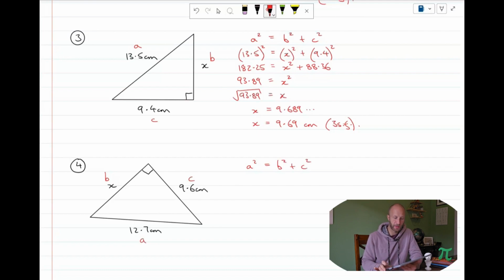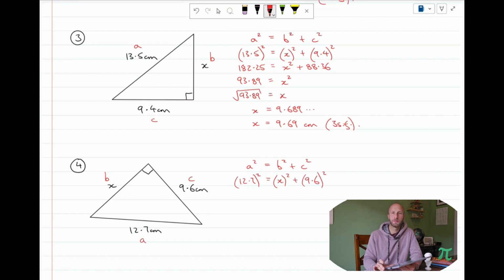And then we can substitute in. Notice how it's always the same start, always the same method for substituting. It's just how we solve the equations and the different numbers that change the question. So A was opposite the right angle, which is 12.7. So that goes in place of A here, 12.7 squared. B is x. So that's going to go in here. So we'll have x squared in a bracket. And then C is 9.6. So that's going to go in here. So we'll have 9.6 squared.